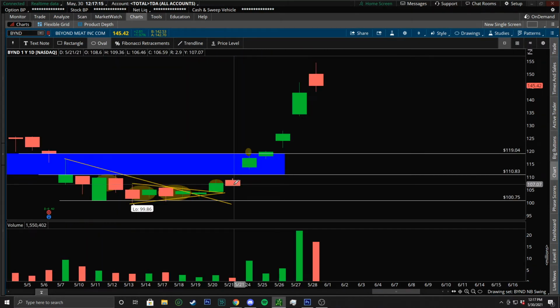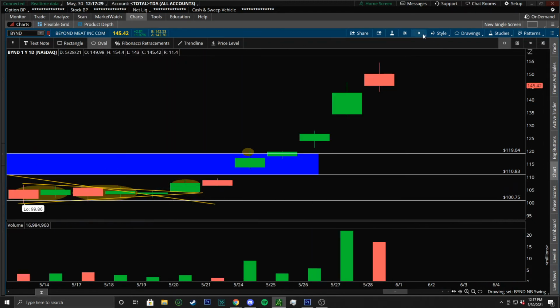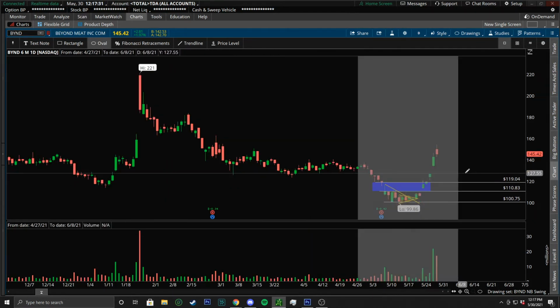What did this red candle do to a bunch of traders? It got them out of the trade. Okay, so me being preemptive, how was I able to stay in this trade during this red day to catch this next gap up? Using my control points, okay? So let's zoom in here. Let's go to the 6-day, yeah.